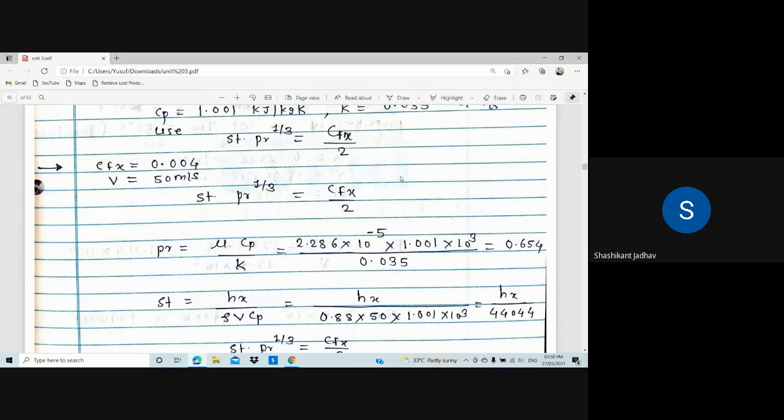And they have said that we have to use that relation only. Okay. In the problem itself, they have given the relation. So we have to use that relation only. So Stanton number into Prandtl raised to 1 by 3 is equal to CFX by 2.